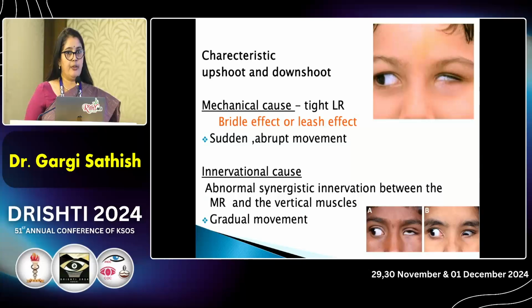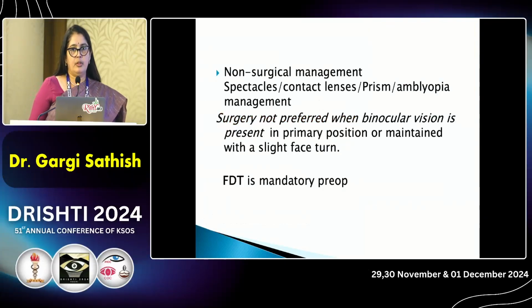And this is called the bridle effect or the leash effect, and it is a very sudden sort of movement. Sometimes it can be an innervational reason also, where there is some sort of an abnormal synergistic innervation between the vertical muscles and the MR. So here the movement is slightly more gradual. Now, the management of Duane's, non-surgical, all the measures, and sporadic types, you have to rule out congenital malformations which can all be associated. Because we can never correct this paradoxical innervation, we defer surgery till it's absolutely needed.